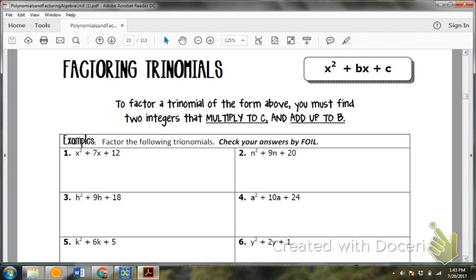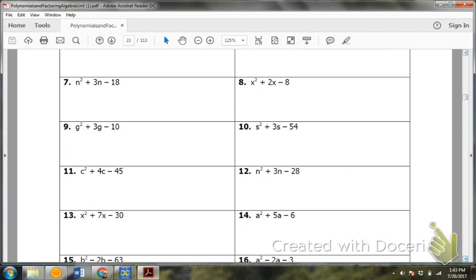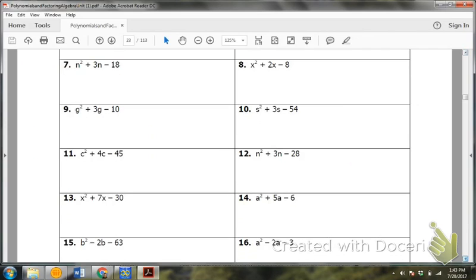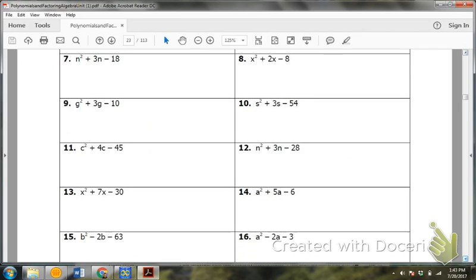So let's go ahead and try. Let's jump down to number 7. Okay, so let's jump down to number 7. We're still going to set up our x. You can do it off to the side.